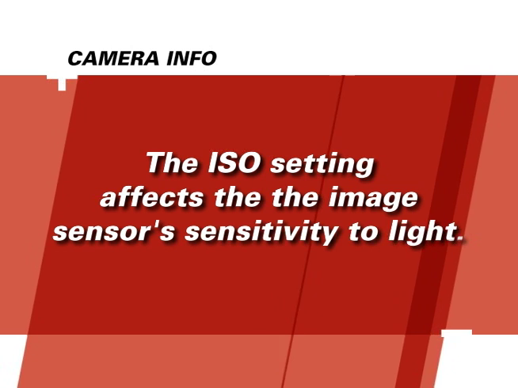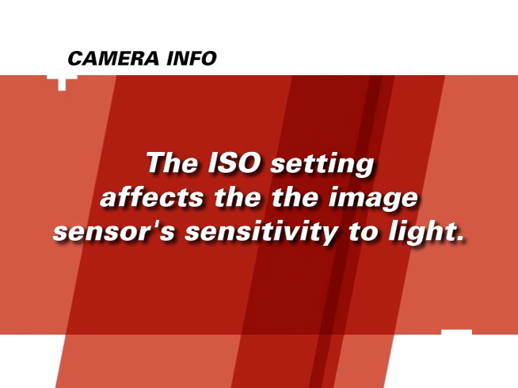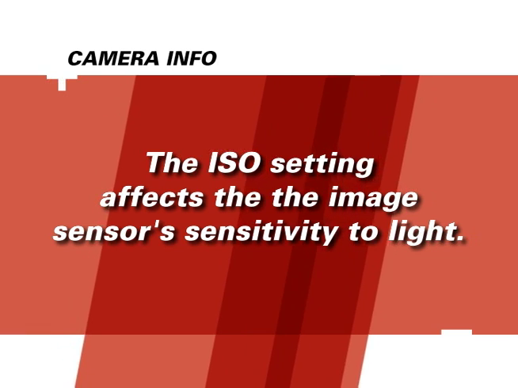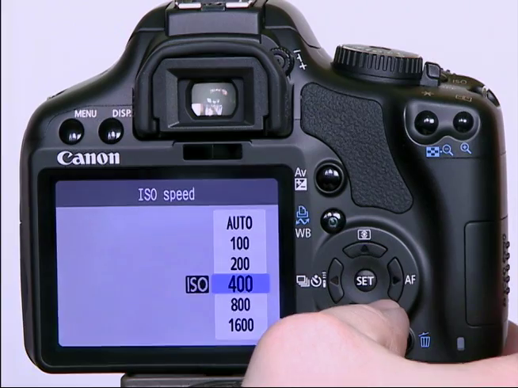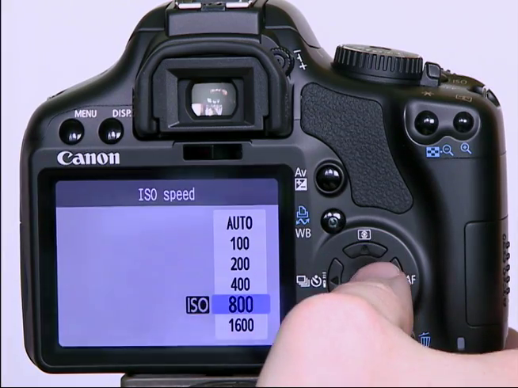The ISO setting affects the imaging sensor's sensitivity to light. The higher the number, the less light that is required to properly expose the image sensor. You can either have the camera automatically choose the sensitivity or you can set it manually. It's a good idea to set the ISO speed to suit the ambient light setting that you're shooting in.